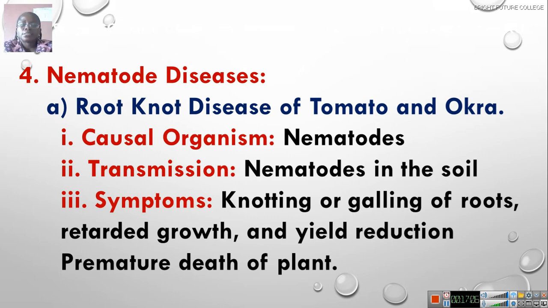How are these diseases transmitted? Through nematodes in the soil. Where can we find the nematode? It's in the soil and can be transmitted to the crop. What are the signs and symptoms of root knot disease of tomato and okra? You see knotting or galling of roots. You see retarded growth and yield reduction, sometimes premature death of the plant. Those are the symptoms.